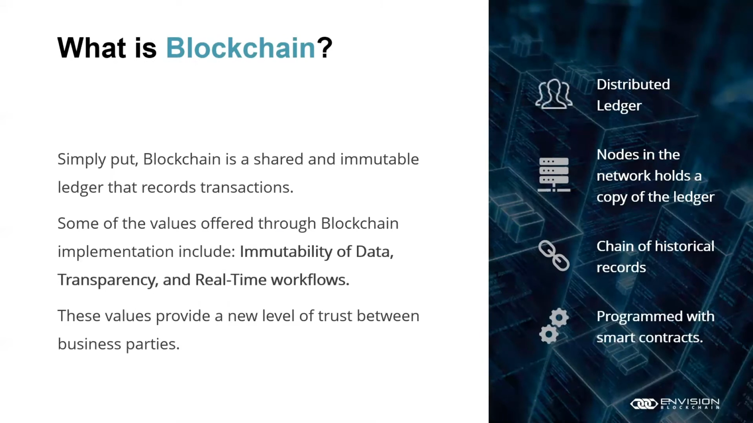Let's get into the presentation a little bit, and let's first discuss what is blockchain. This topic you can do tons of reading on. You can spend all day immersing yourself. But really simply put, it's a distributed ledger. There are nodes in the network that hold a copy of the ledger. Ultimately, the word blockchain is this chain of historical records that's linked together, and it's programmed with something called smart contracts. And smart contracts is something that we'll be talking a lot about today. So simply put, blockchain is a shared and immutable ledger that records transactions. As transactions happen in your business, it holds these and encapsulates that into a block.